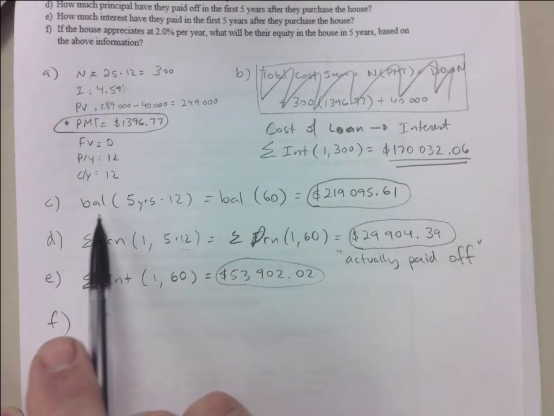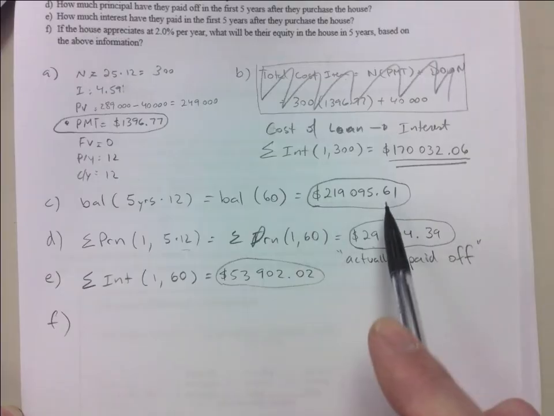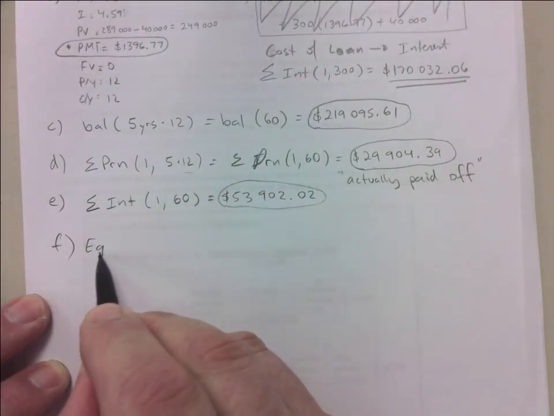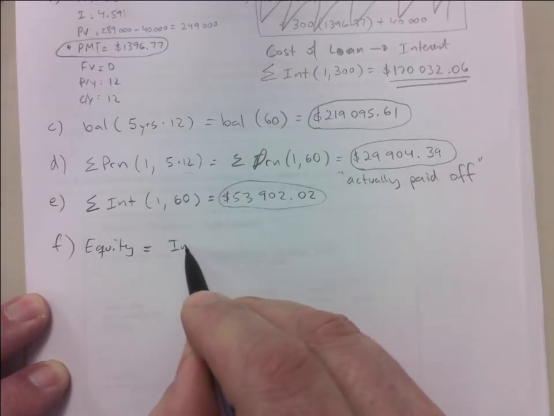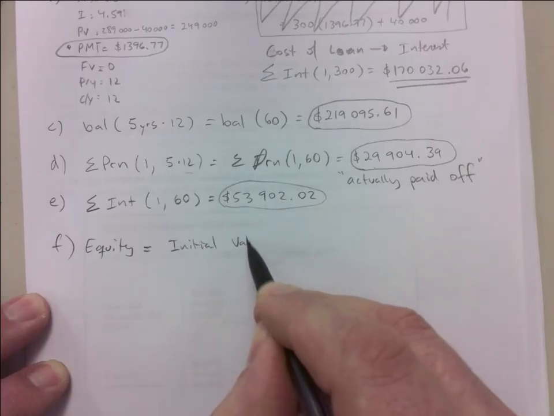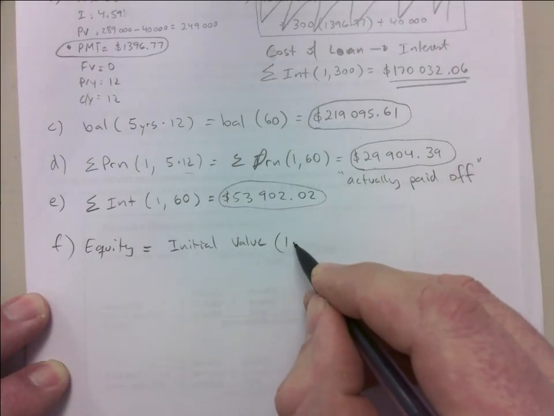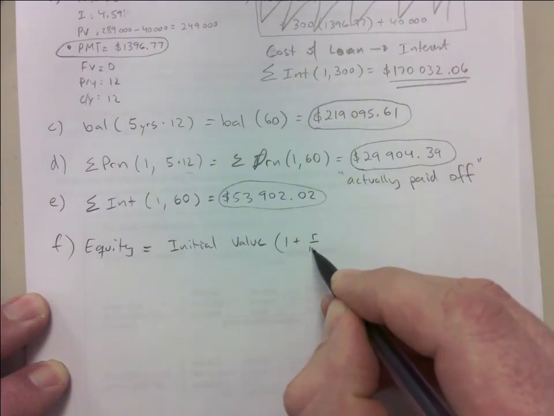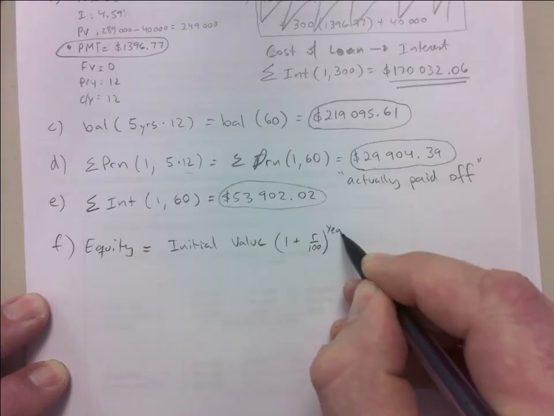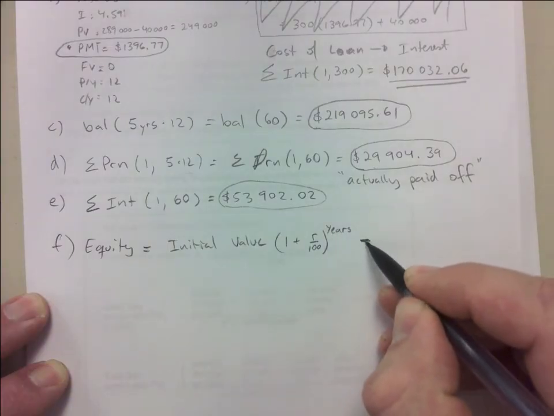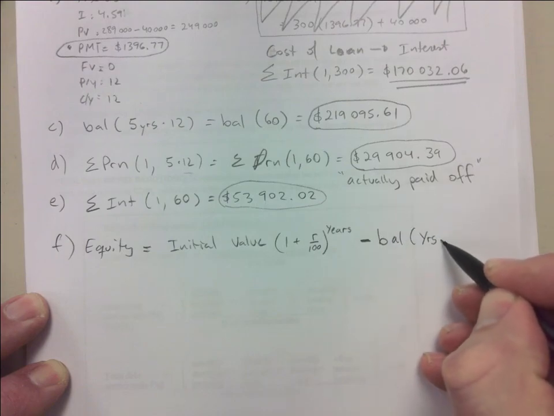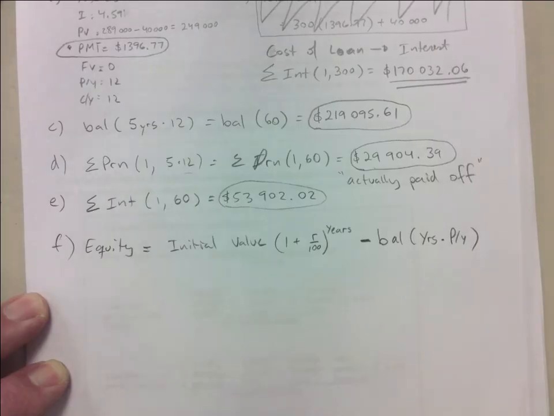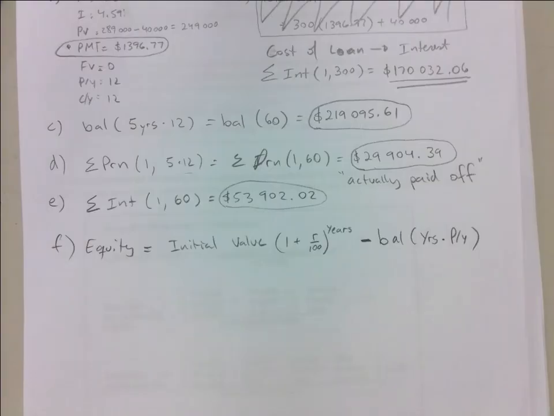I'm going to assume this hasn't been done. Okay? So technically for equity, I give you this formula. It's going to be the initial value times 1 plus the rate divided by 100, all to the power of years, minus the balance that you will owe them after a certain number of years, you multiply that by PY. That is the beast, right? This is the formula that I gave you.